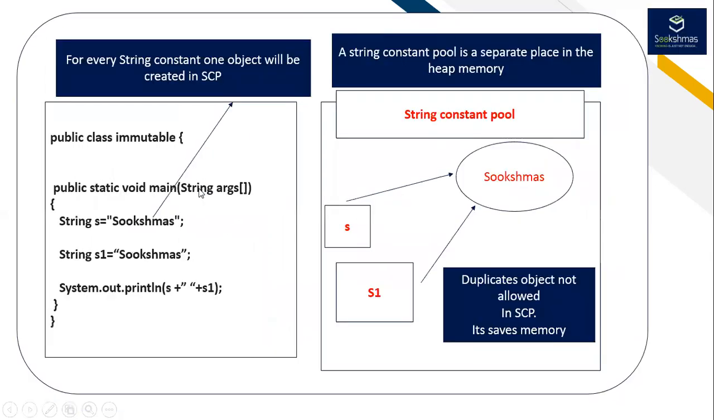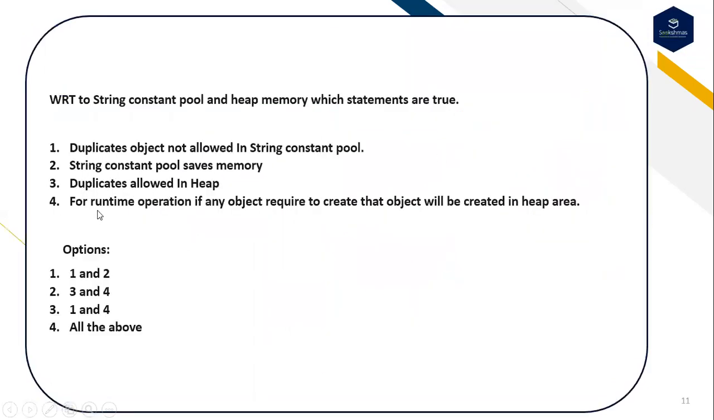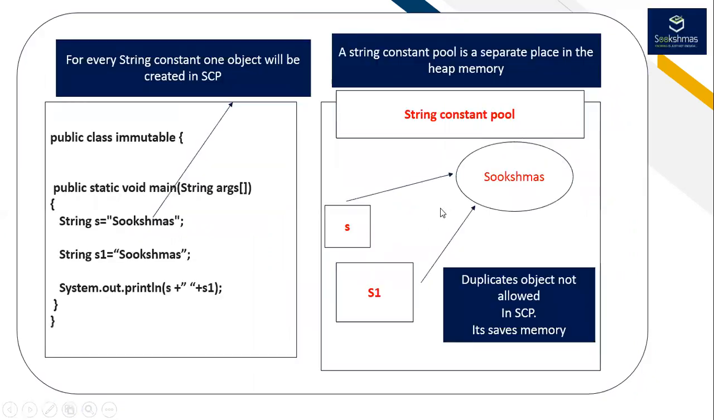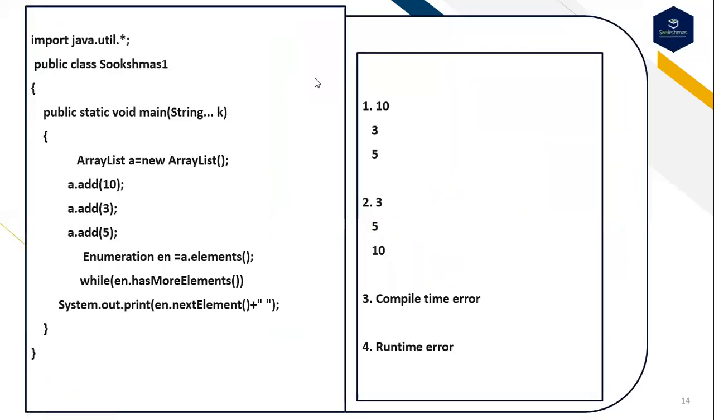Now you have to remember these two points. Duplicates are allowed in heap. Yes, duplicates are allowed in heap. Next, for runtime operation, if any object requires to be created, that object will be created in heap. When you're using new, a runtime object will be created in the heap. This is the point you have to remember. We'll go for the next code. This is the next code.